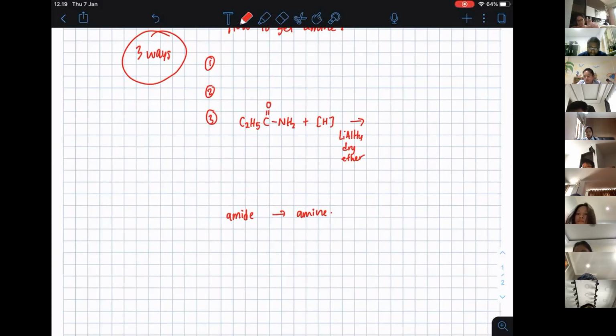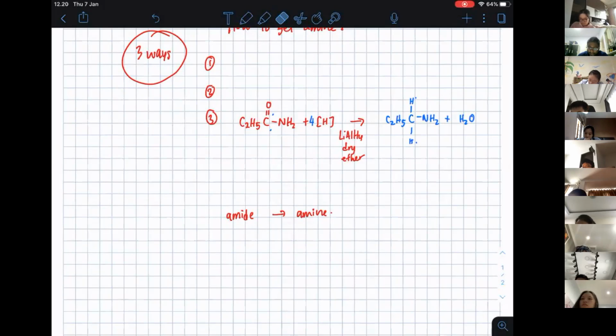And then what happens? The hydrogens will come here, here, and here. So I will write down C2H5, and you will have hydrogen here. NH2 is an amine already. Plus, the oxygen that left will join with another hydrogen, so they give you H2O. So in total, how many hydrogens have you used? You have used a total of 4, so I put 4. So this is one of the ways you change an amide to become amine.